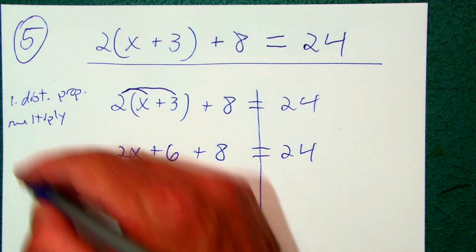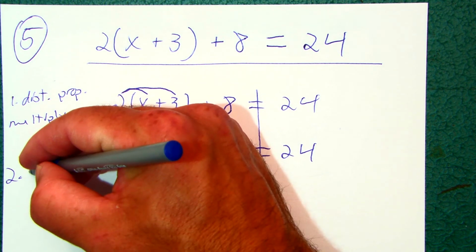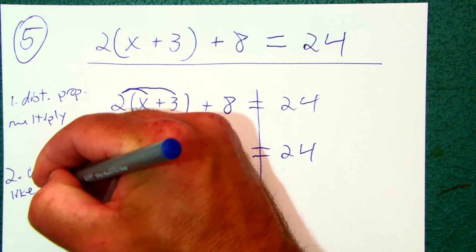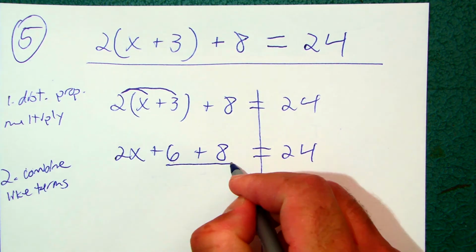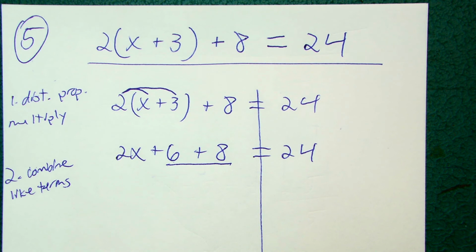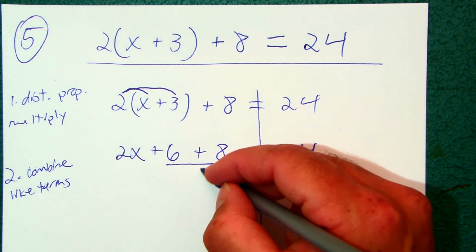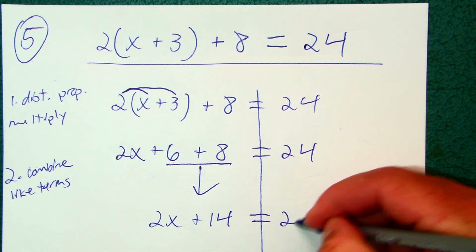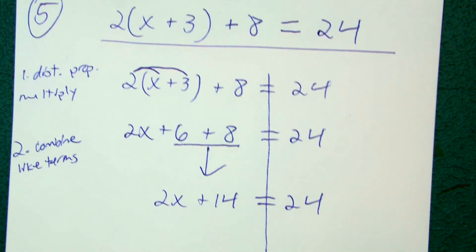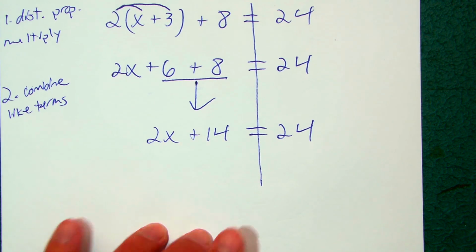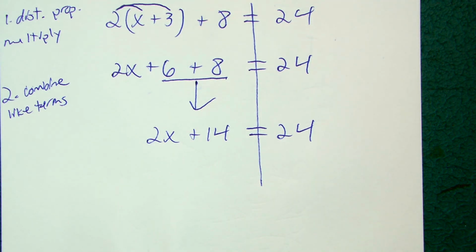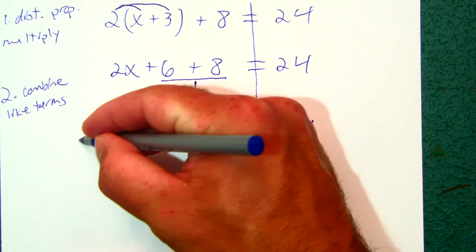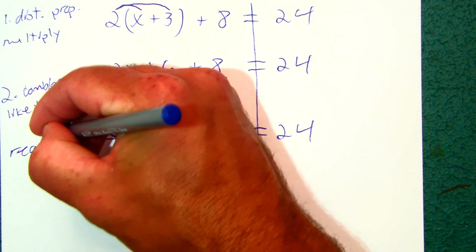All right, next up, combine like terms. Six plus 8. They're on the same side of the equal sign. We're going to do the same operation. 6 plus 8 is 14. So I got 2x plus 14 equals 24. So this is ready to solve.